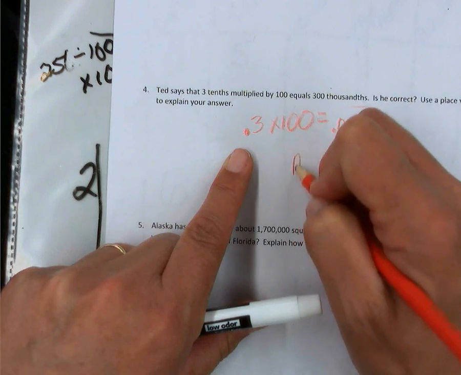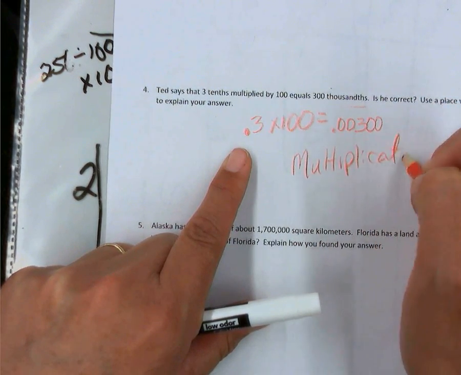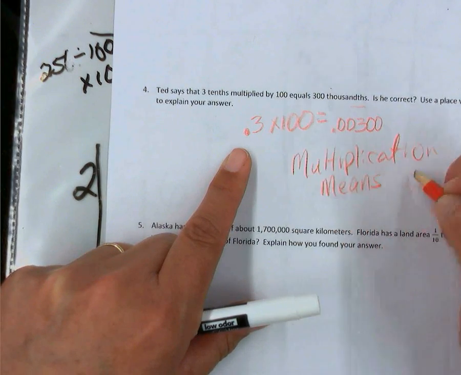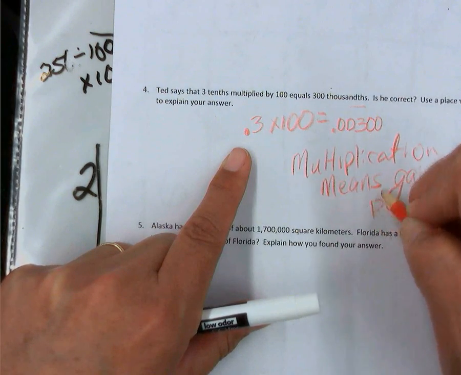So multiplication means gain in place value.